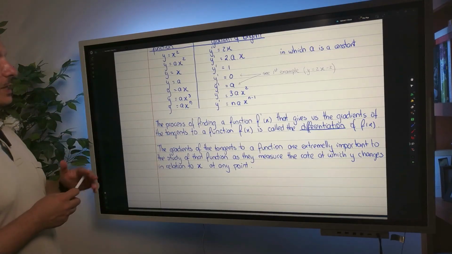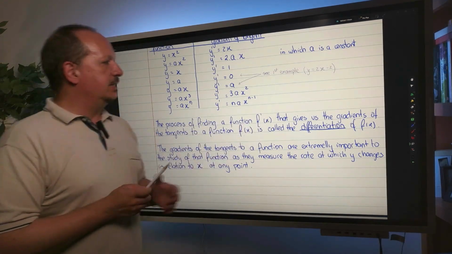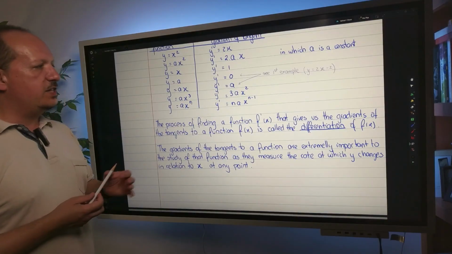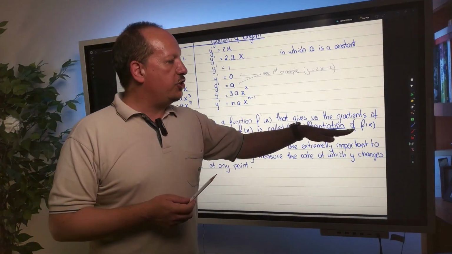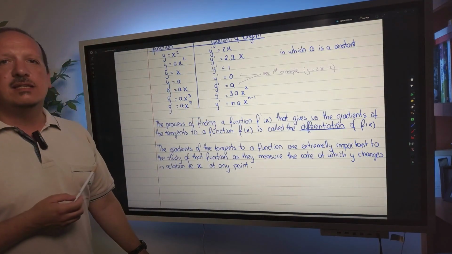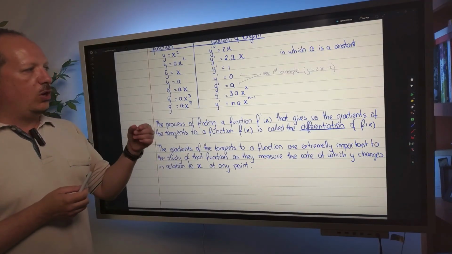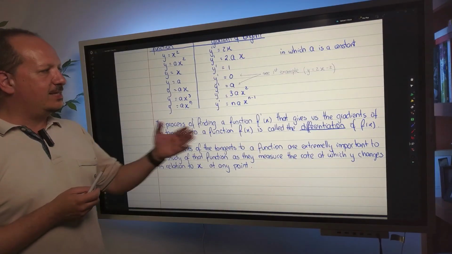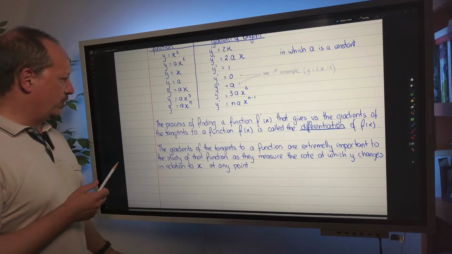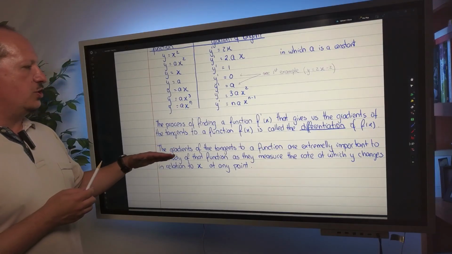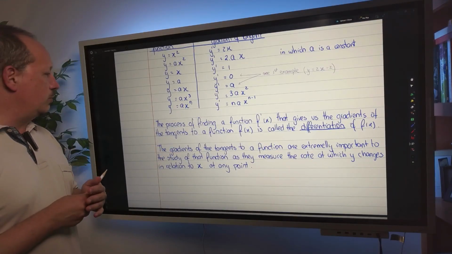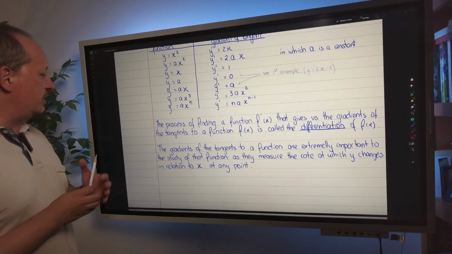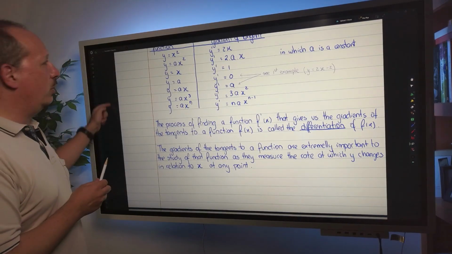The process of finding a function f dash of x that gives us the gradients of the tangents to a function f of x is called the differentiation of f of x. We are getting small differences that allows us to calculate the gradient, hence the name differentiation. All right? The gradients of the tangents to a function are extremely important to the study of that function, as they measure the rate at which y changes in relation to x at any point.